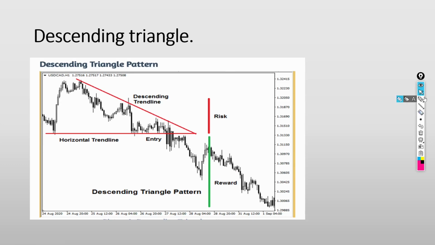So we have a descending triangle. Okay. The descending triangle is the opposite of the ascending triangle. So the first one, trend line, is always horizontal. It's a flat line. And then the other one is descending downwards. Okay. So the break of that horizontal line downwards is what confirms the pattern, and then we get a continuation into the bearish trend.